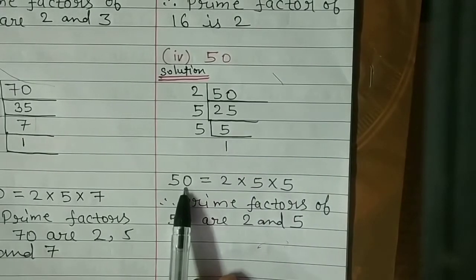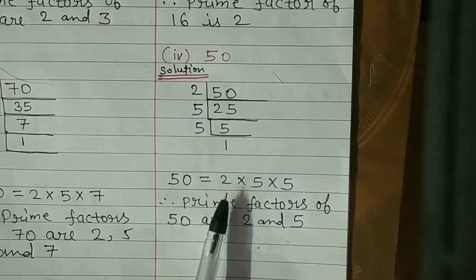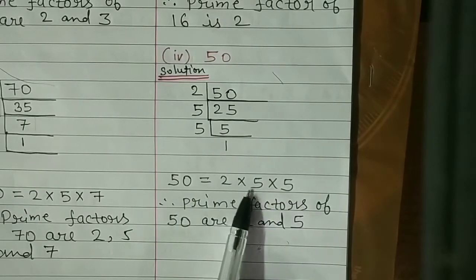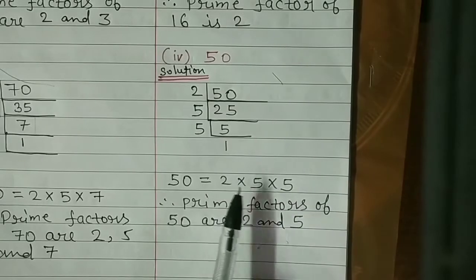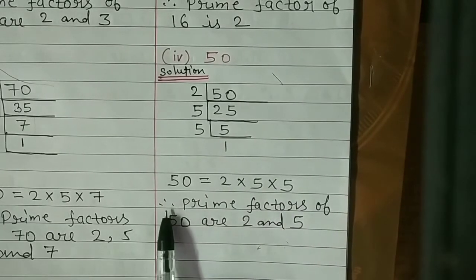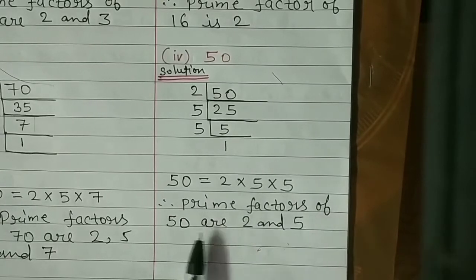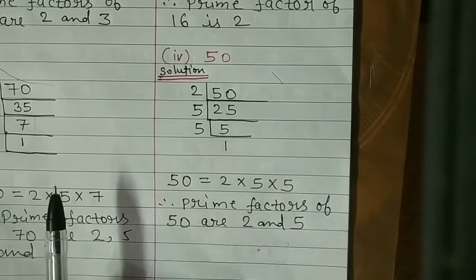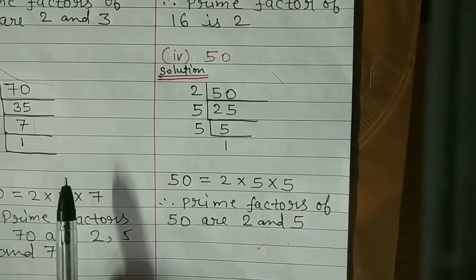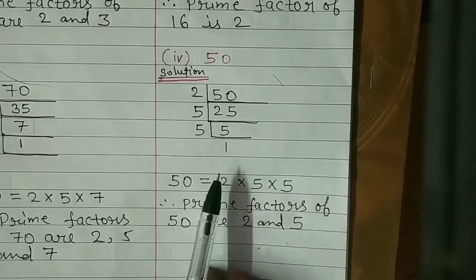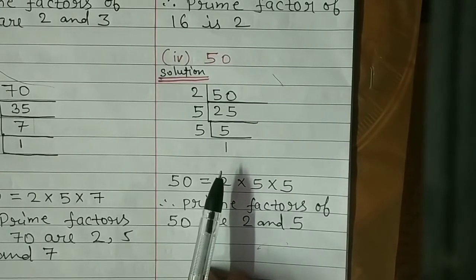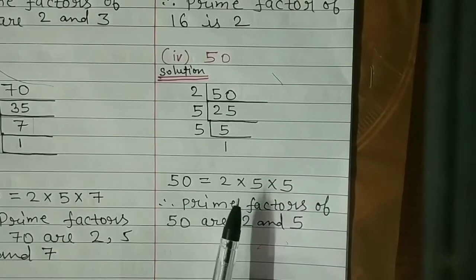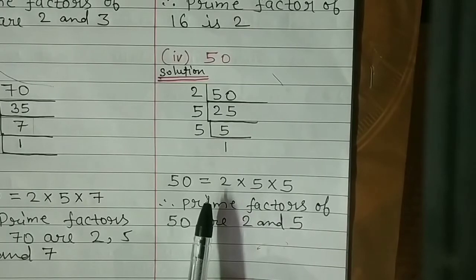And we are going to write 50 equal to the multiplication of these numbers 2 into 5 into 5. Okay? And in this line, what are the different prime numbers we see here? The prime number 2 and the prime number 5. So at last I have written, therefore prime factors of 50 are 2 and 5. Okay? So in this way, we can get the prime factors of any number. Okay? So here we have studied two things. Okay? That how to find the prime factorization of any number and how to find the prime factors of any number. Okay?